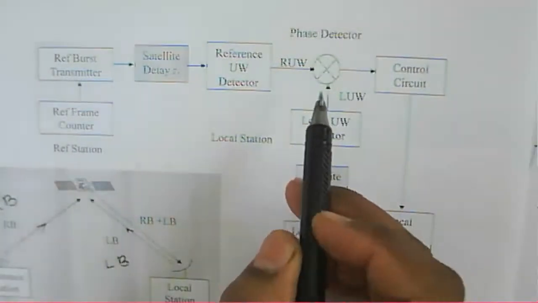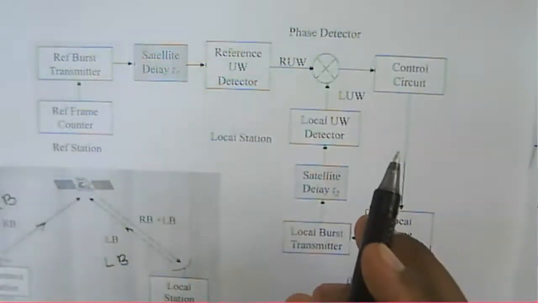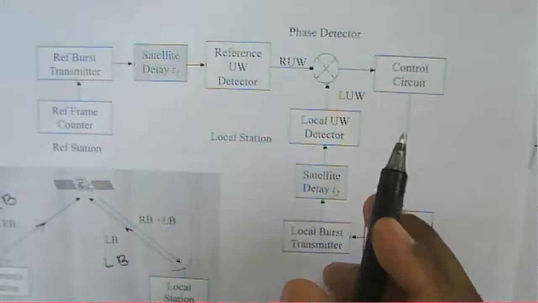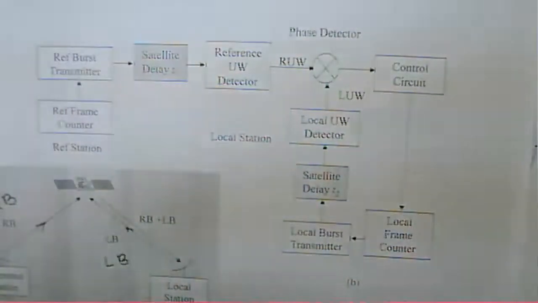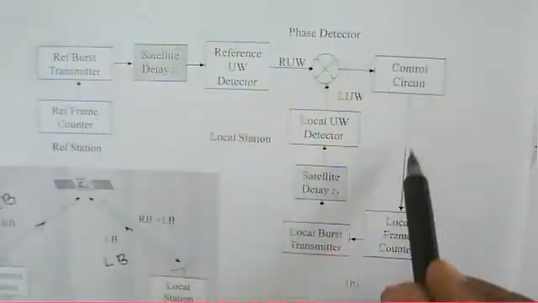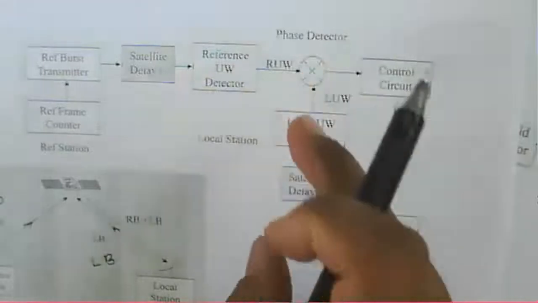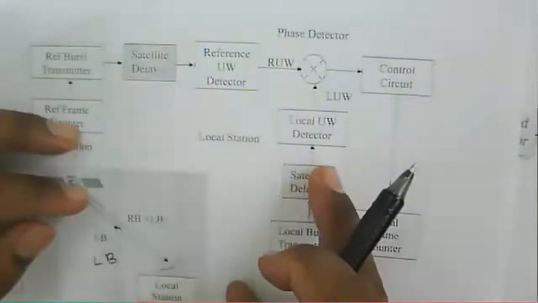But sometimes there may be a change in the position of the satellite orbit, or a small drift in the satellite position. Then the REW and LEW will change. That's why it has to be corrected at the local transmitter side.